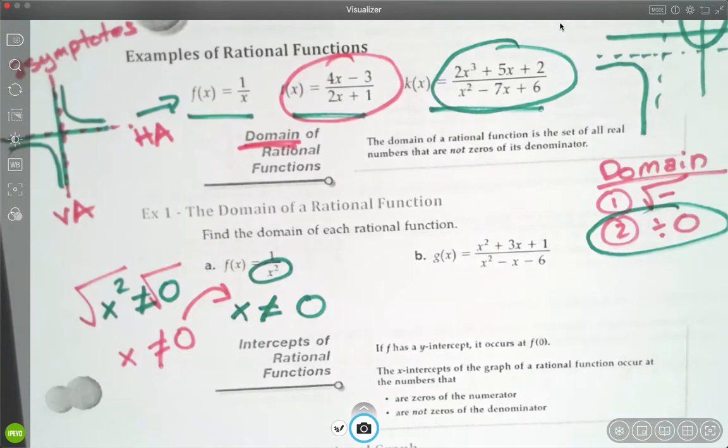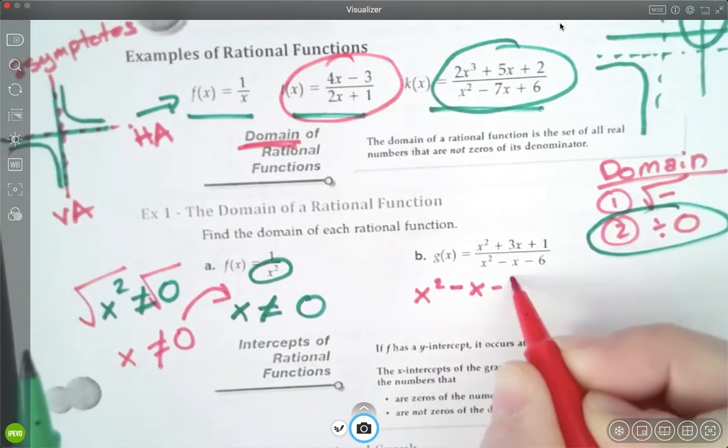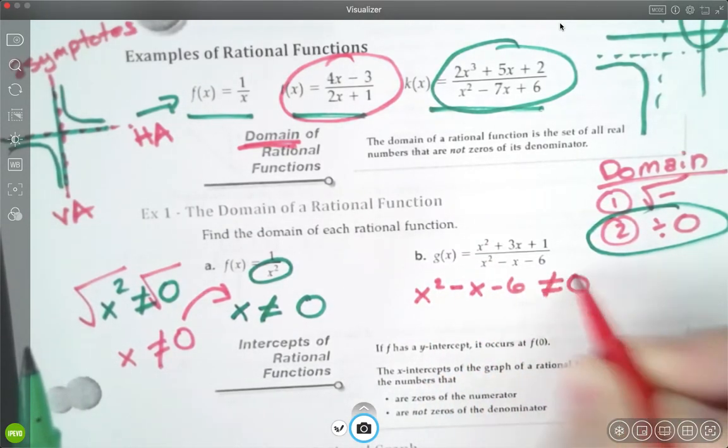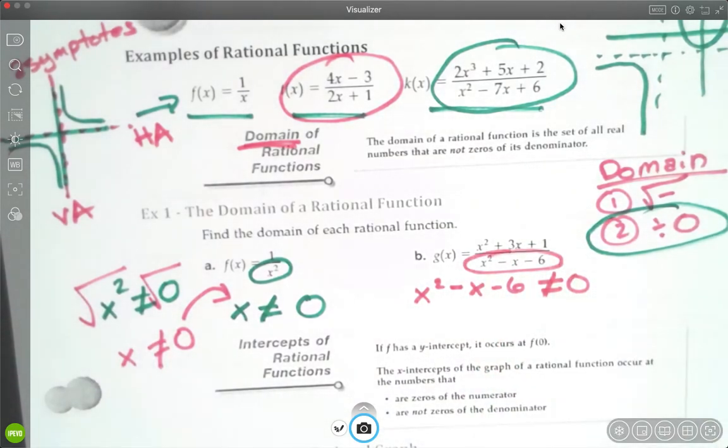Some of you guys can do this part in your head. This one, you probably can't do in your head, right? That one you probably can't, well, sometimes. So in this one, x squared minus x minus 6 can't be 0. That bottom part cannot be equal to 0. Okay? Now he is a quadratic function.